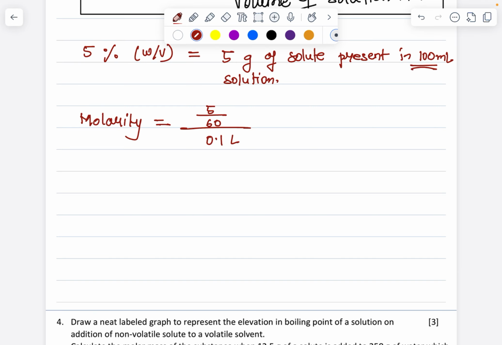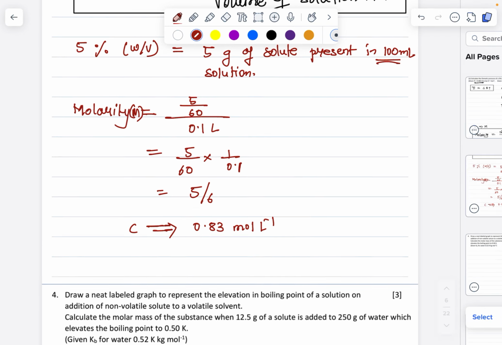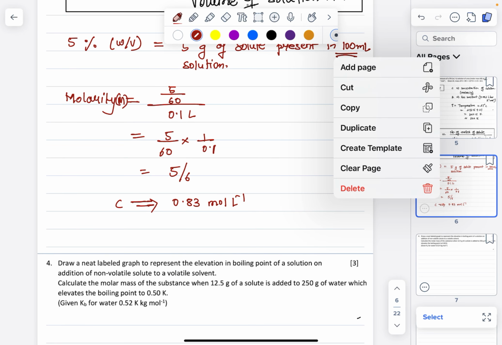So when you solve this, I'll write it as 5 by 60 divided by 0.1, which is equal to 5 by 6. You can keep this as 0.83 moles per liter. You are getting the molarity over here. Molarity means you are finally getting a C value.